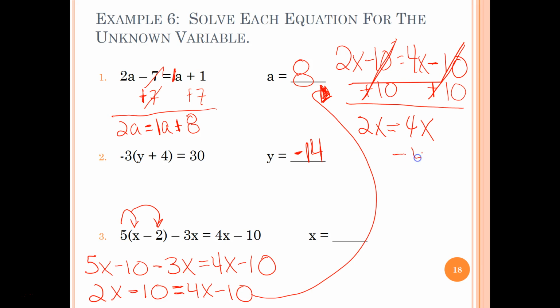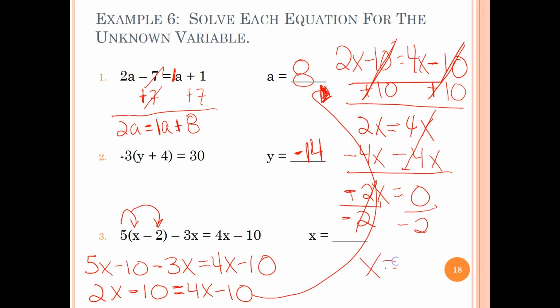If we bring the variable terms over to the left-hand side of this equation, notice we end up with, on this side, 0. And 2x minus 4x is negative 2x. So negative 2x equals 0. Last step, we're going to have to divide by that negative 2. And 0 divided by any non-zero number is 0. So here, the only solution we get is 0.